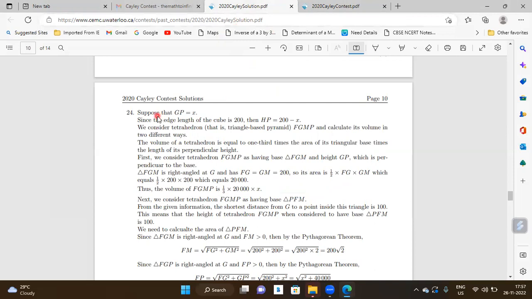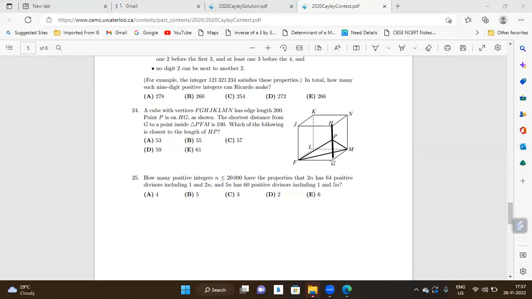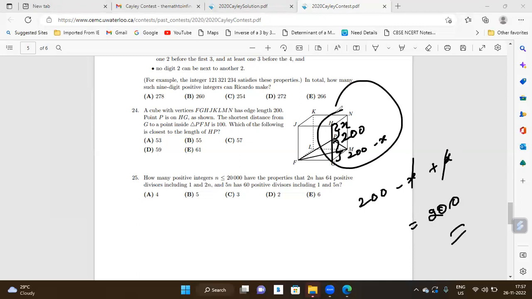All right. So they are assuming GP as X. Since the edge length of the cube is 200, HP is 200 minus X. Okay, I'll show you how. So we know GH is going to take 200. If you assume this part as X, this part is going to be 200 minus X. Because when you add 200 minus X and X together, the positive X and negative X will cancel out each other. You'll be left with 200. So that is how. You can follow this, right?